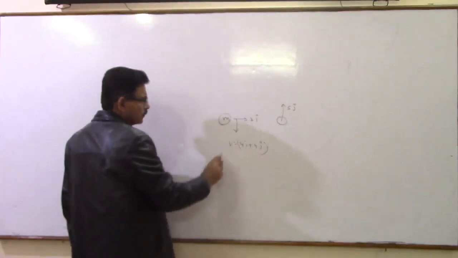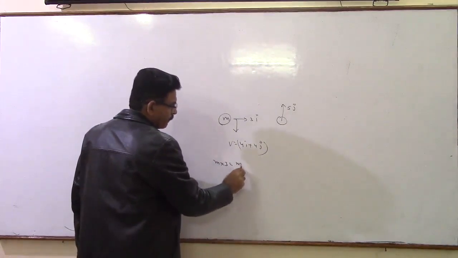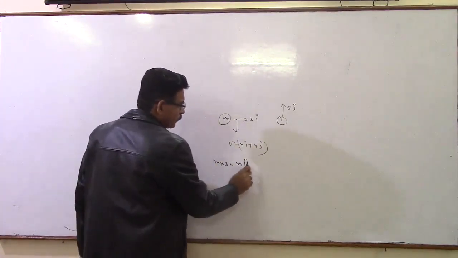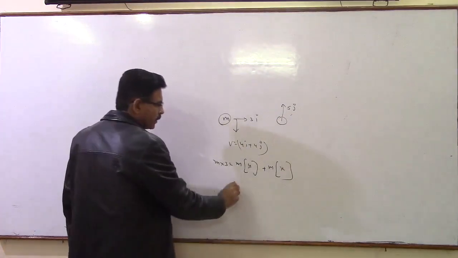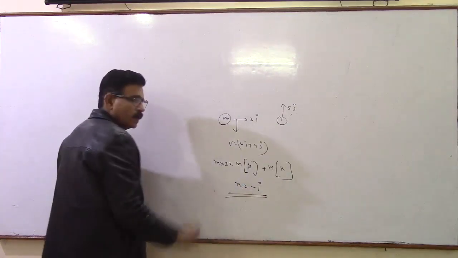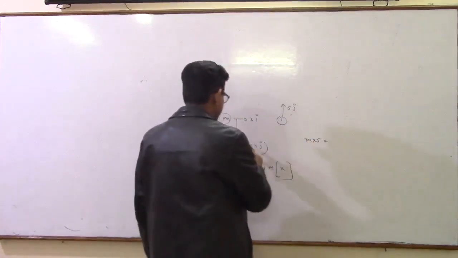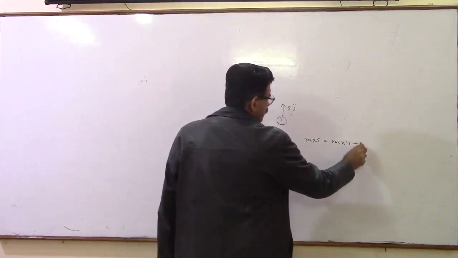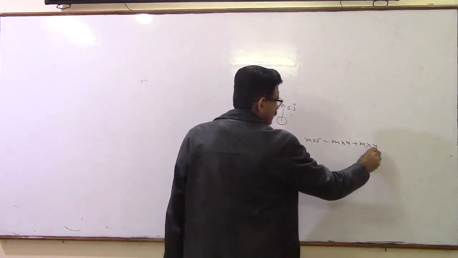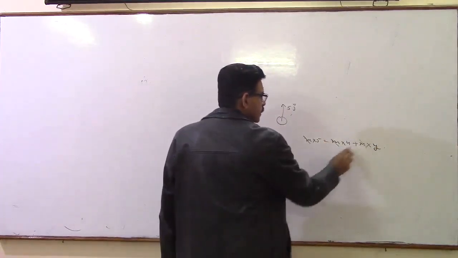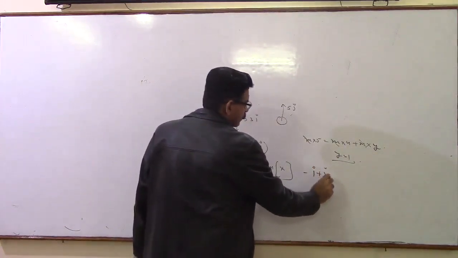So if you look at it, this is m into 3, and finally it has become m into v, that is 4, and now this body will also acquire some velocity, let us say mx. So obviously x will be equal to minus 1. And if we go for the y direction, m into 5, m into 4 plus m into y. Now this fellow has acquired 4 and the other body will acquire some velocity, let us say y. So you lose these m's and you get y is equal to 1. So obviously the velocity is minus i plus j for body B.